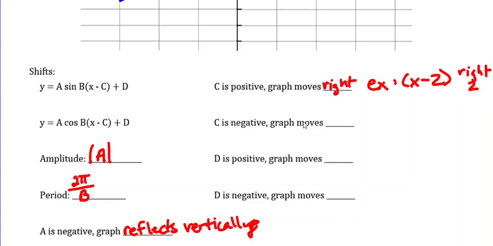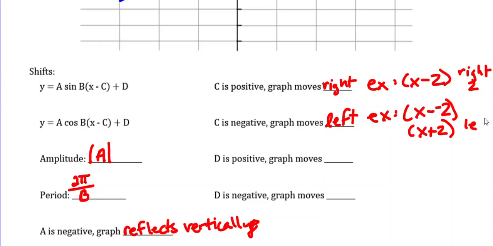And if c is negative, then the graph would move left. And if your c is negative, instead of seeing x minus negative 2, you would see x plus 2. And that would actually move your graph to the left 2.